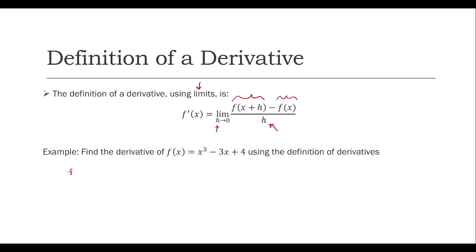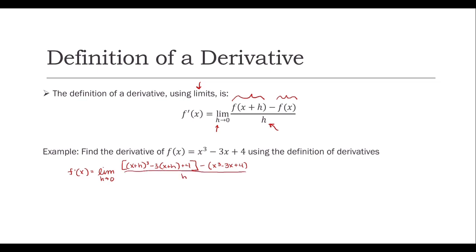So our f prime of x will equal the limit as h approaches 0 of f of x plus h. So every time it says x, we'll put x plus h. So we have x plus h cubed minus 3 times x plus h plus 4. So there's your f of x plus h minus your f of x, which is x cubed minus 3x plus 4 all over h.